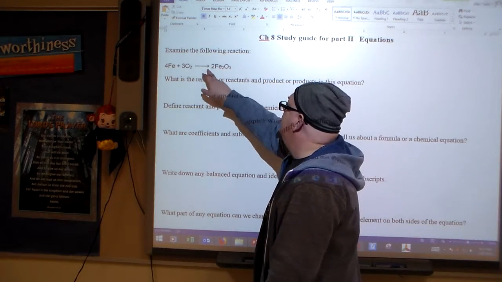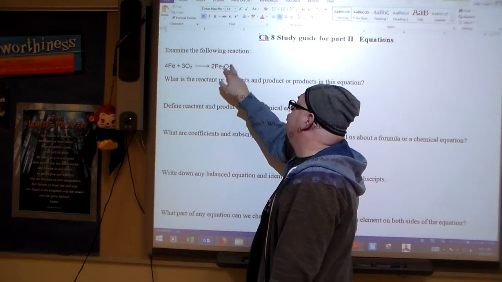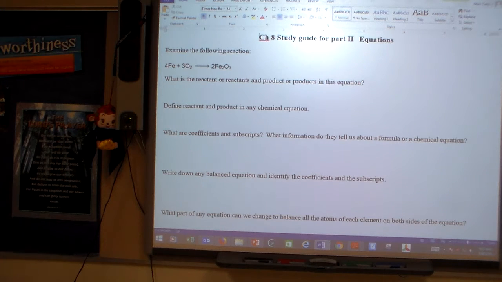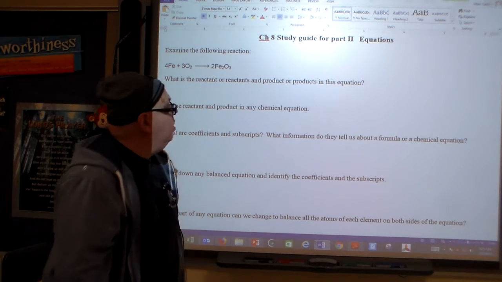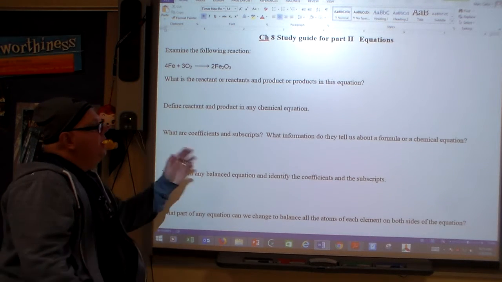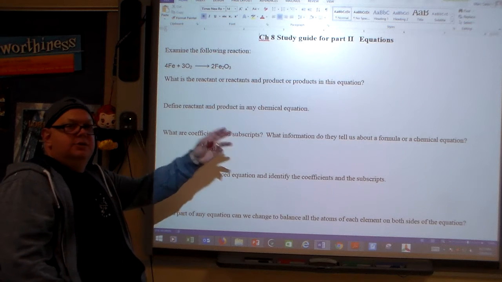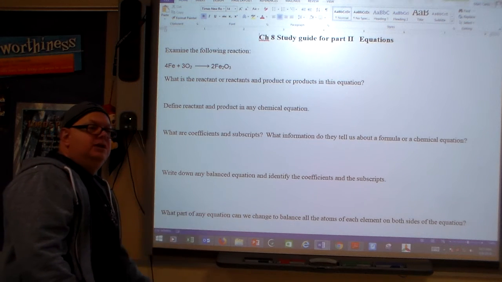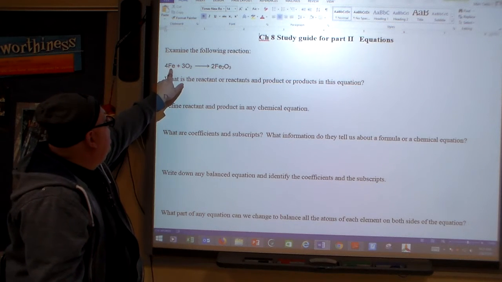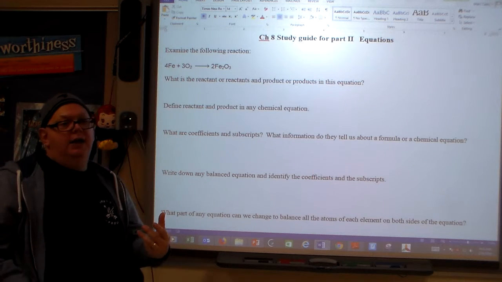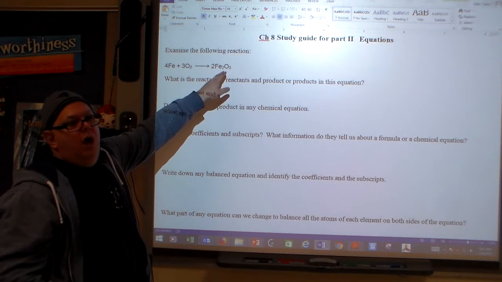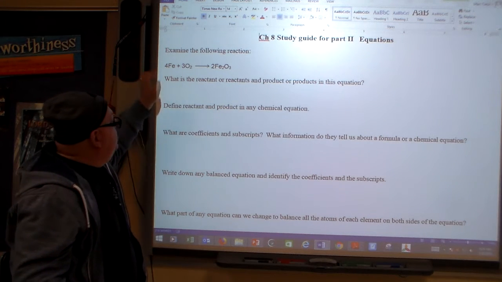So 4Fe plus 3O2, and here's the arrow, gets us 2Fe2O3. Ooh, that's chemicalese. Okay? So, reactant or reactants? What's the reactant? Remember, the reactant, ladies and gentlemen, is what's going to be mixed together. You can look at it as ingredients, like you're baking something. So here we have iron and oxygen as our reactants. We have iron 3 oxide as our product. Okay? So that's what we have.